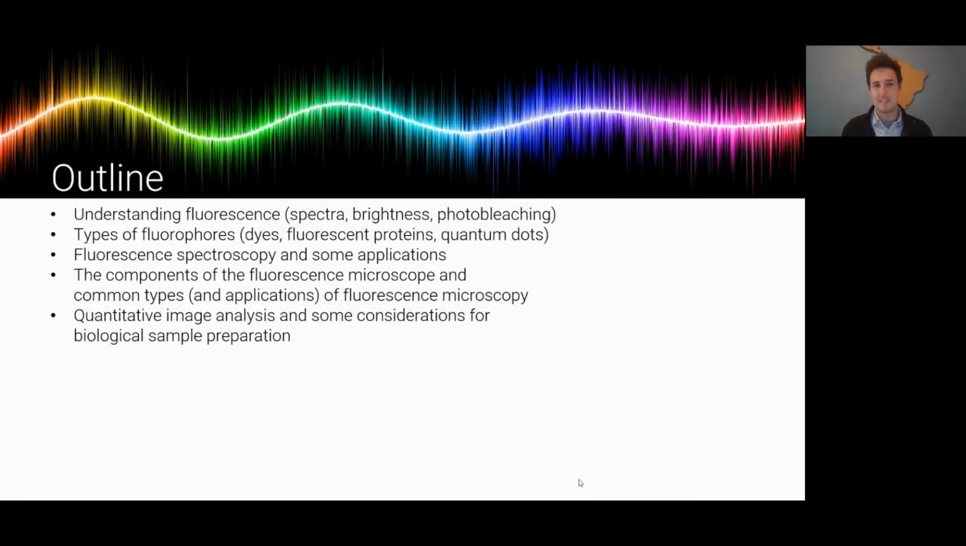So a bit of an outline today. I'm just going to take you through the basic photophysics. What is fluorescence? And what are some of the terms we associate with fluorescence? What do they mean? Things like spectra, brightness, photobleaching. Talk about the different types of fluorophores: dyes, fluorescent proteins, quantum dots. And then we'll talk a bit about fluorescence spectroscopy and some of its applications. And then move on to, I guess, the main course, if you like, fluorescence microscopy, and some common applications of that technique. And then we'll talk a bit about quantitative image analysis and some considerations for bioimaging.